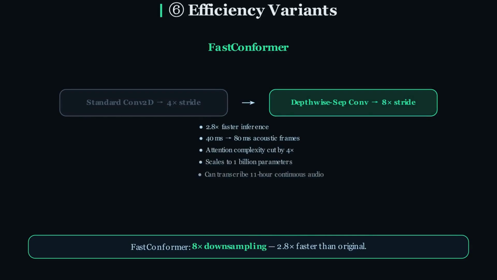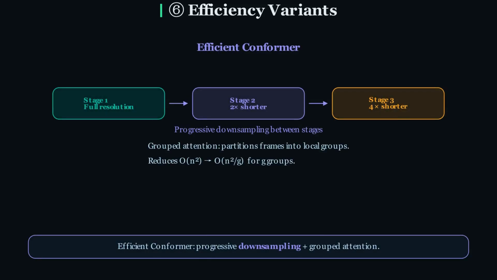The first efficiency variant is fast conformer. It replaces the standard two-dimensional convolution subsampling with aggressive depth-wise separable convolutions at an 8-times stride. Acoustic frames jump from 40 milliseconds to 80 milliseconds. Because attention cost is quadratic, halving the sequence length cuts attention cost by 4. The result is 2.8 times faster inference, with the ability to handle over 11 hours of continuous audio and scale to 1 billion parameters.